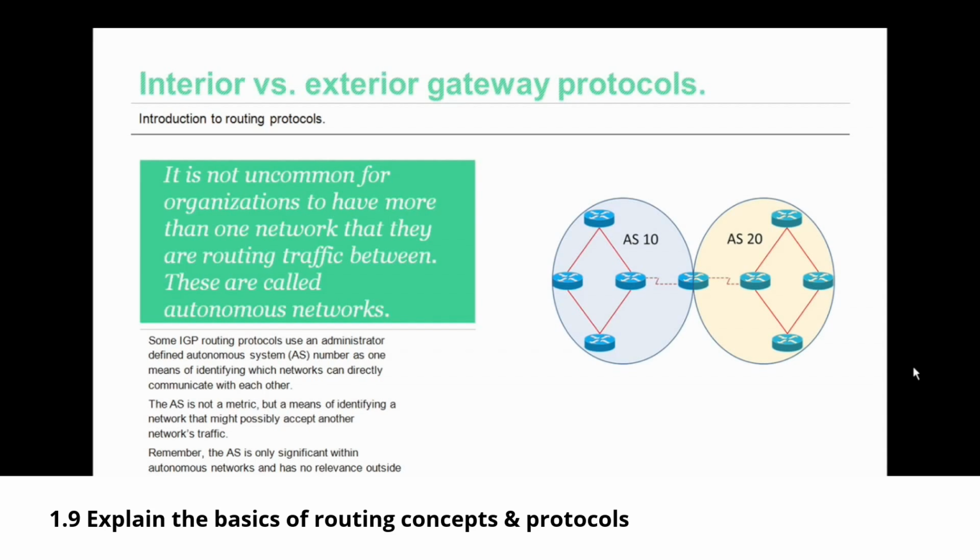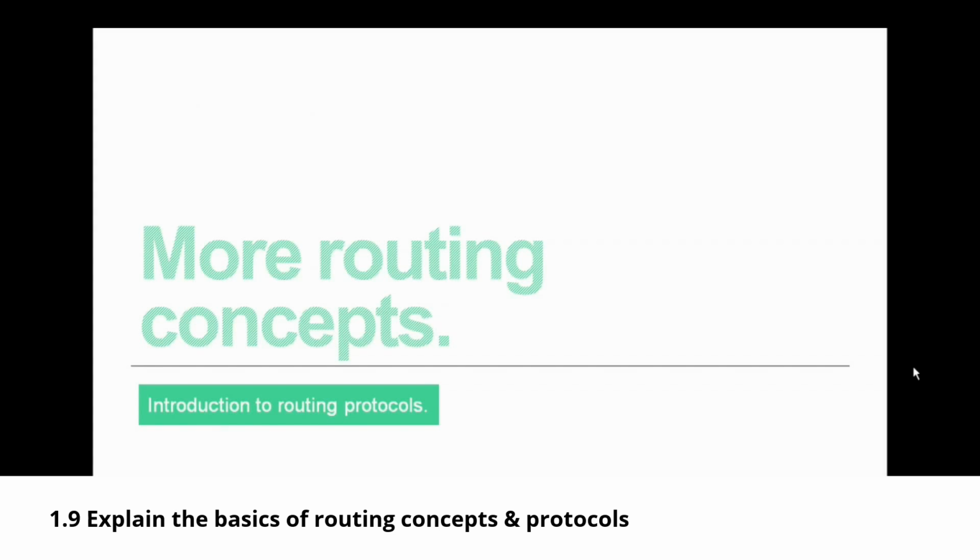Some IGP routing protocols use an administrator-defined autonomous system number, or AS number, as one means of identifying which networks can directly communicate with each other. The autonomous system number is not a metric, but a means of identifying a network that might possibly accept another network's traffic. Something to remember is that the AS is only significant within autonomous networks and has no relevance outside of them. Now let's move on to more routing concepts.